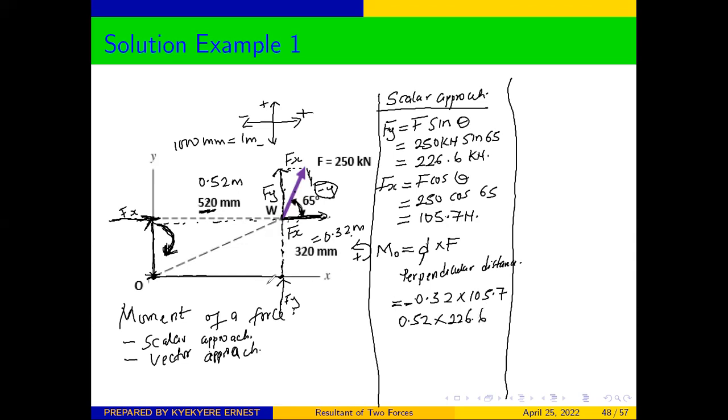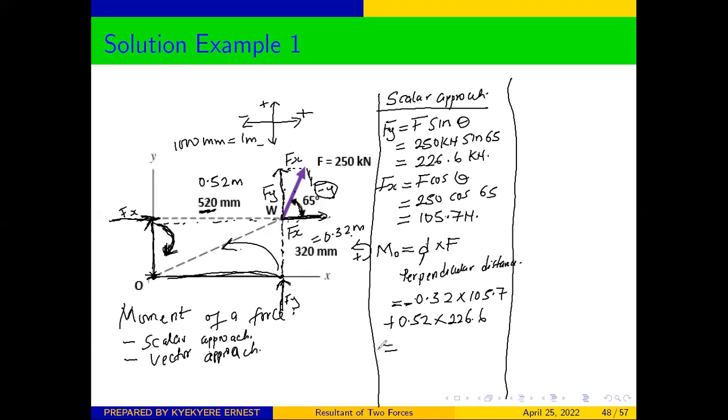226.6. Now let's check whether it will be clockwise or anti-clockwise. If I have a force here, and this is a perpendicular distance, then this force is going to tend to rotate the object in this direction, which in this case is anti-clockwise. So it means that our y component is going to give us a positive moment. And from here, we are almost done. We just need to do that simple computation, and we are there.